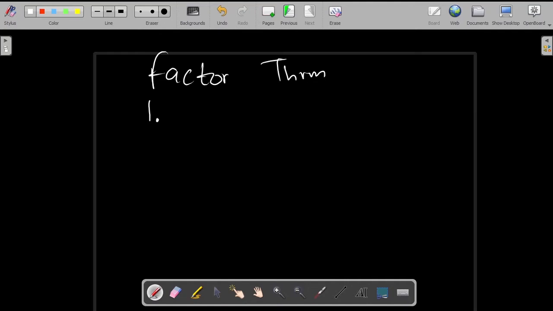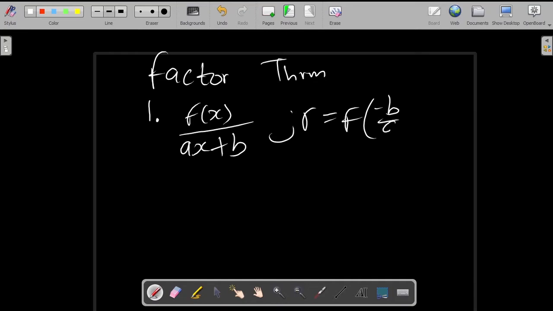And one of them is that if f of x is divided by, so we're basically coming back to that thing which we talked about when we were talking about the remainder theorem. Now if you do this division and the remainder that you find is 0, then this means that this ax plus b is a factor of f of x.